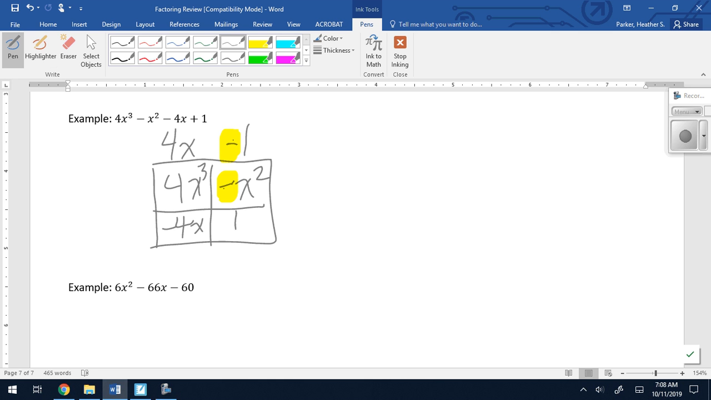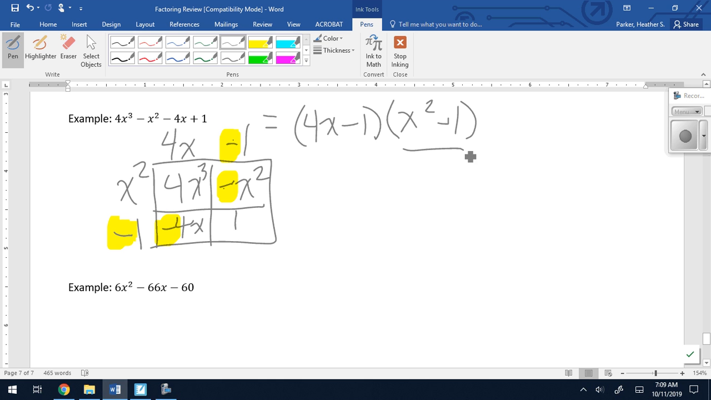Then the first row, 4x cubed and negative x squared, just has x squared in common. Negative 4x and 1 just has 1 in common. And again, because this is negative, this will be negative. There we go. So what I have so far, 4x minus 1, x squared minus 1. And what I notice, that's difference of squares.